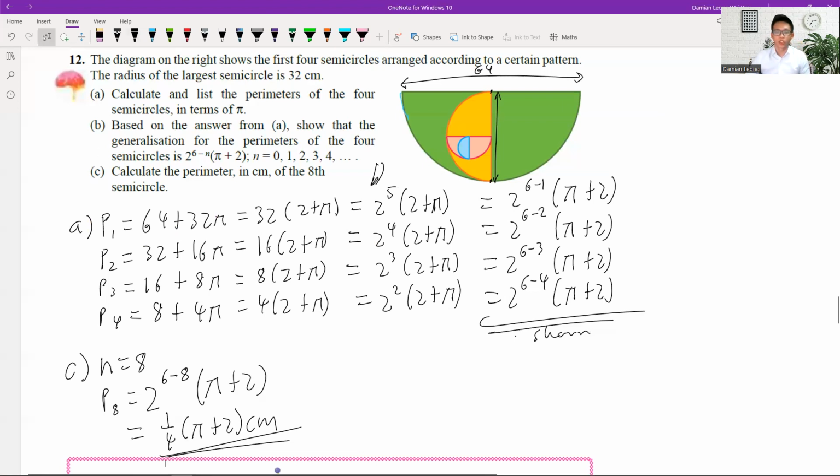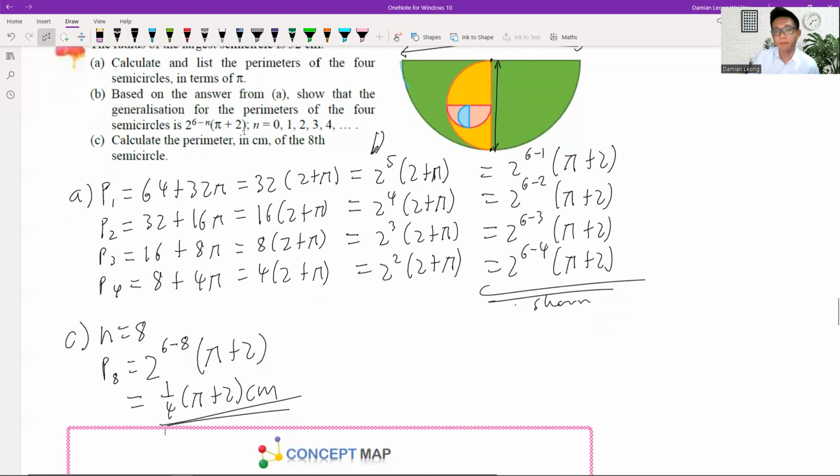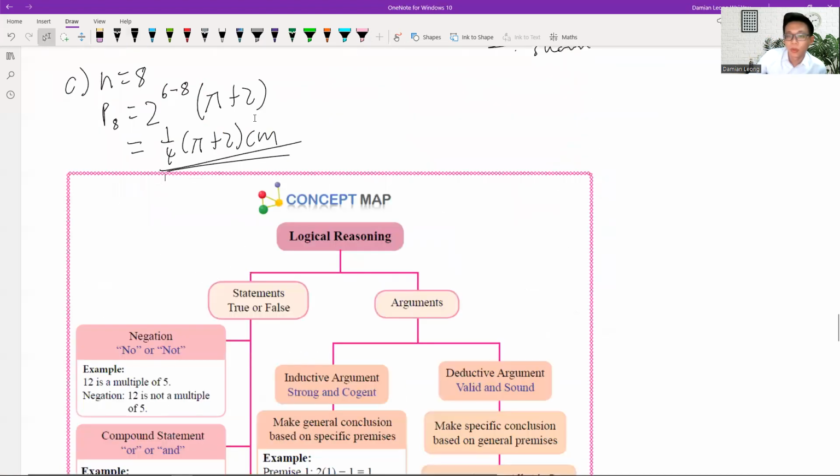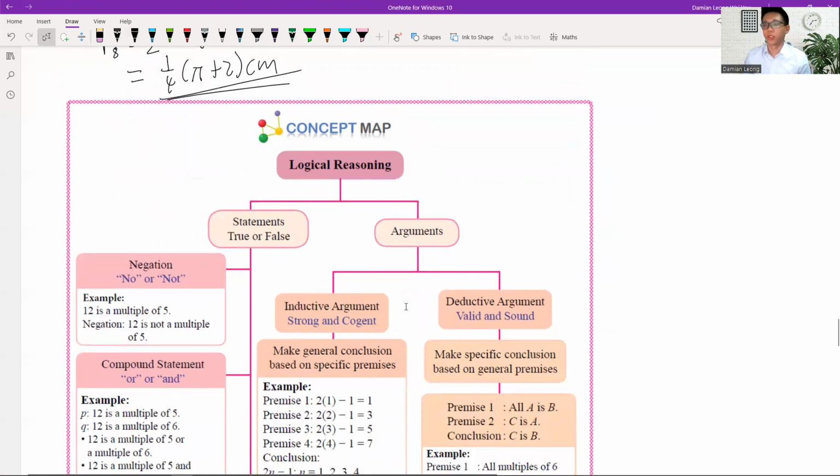So that's for all the questions in chapter 3. If you want to revise, you can always look at the concept map to see what are the things you need to know, which is basically everything that I've gone through just now. Actually, one thing I didn't go through is strong and cogent when it's an inductive argument. For deductive arguments, just now I went through how it is valid and how it is sound. For inductive arguments, we can see whether it's strong or not, cogent or not.